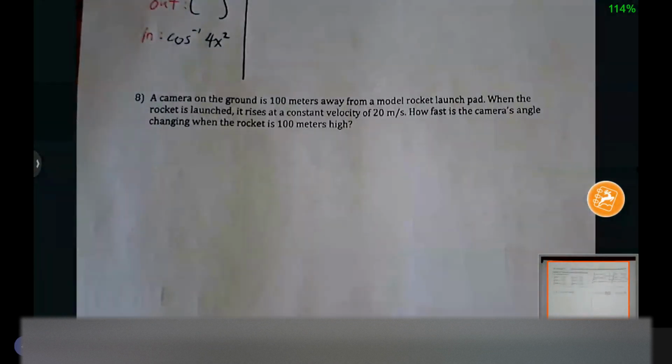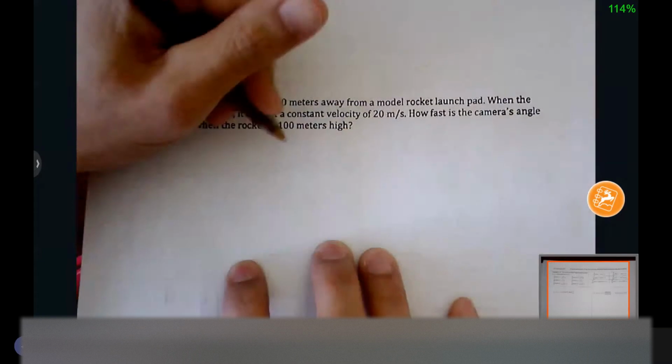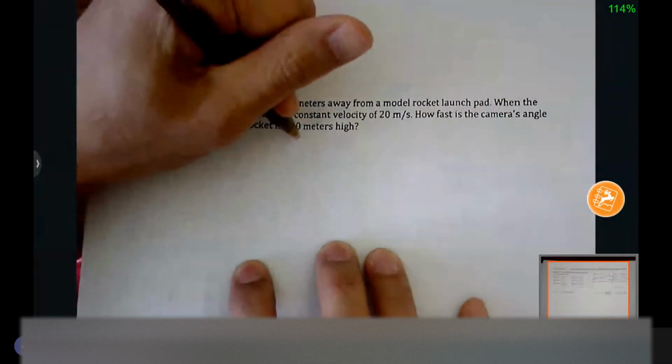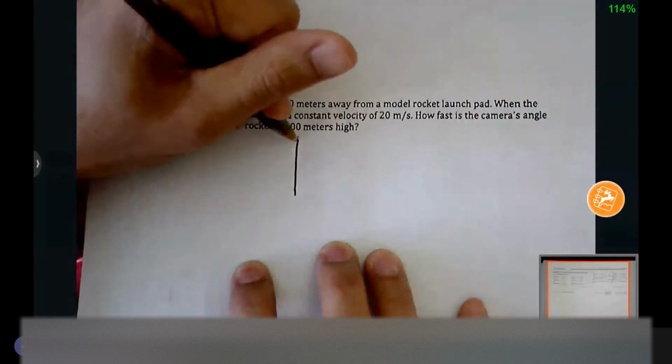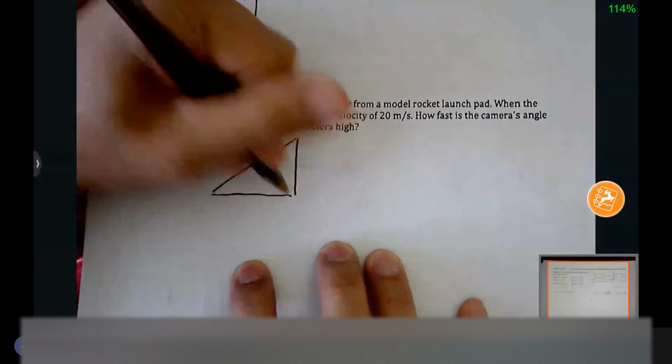A camera on the ground is 100 meters away from a model rocket launch pad. When the rocket is launched, it rises at a constant velocity of 20 meters per second. How fast is the camera's angle changing when the rocket is 100 meters high? So we know all these are going to be right triangle related, so we can just draw the same right triangle diagram for all these problems.